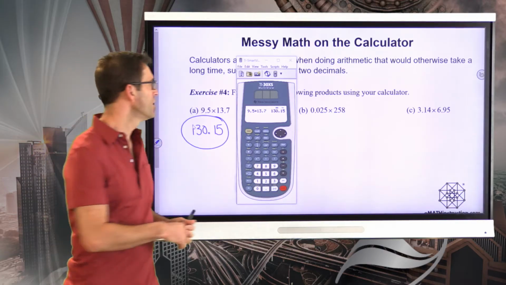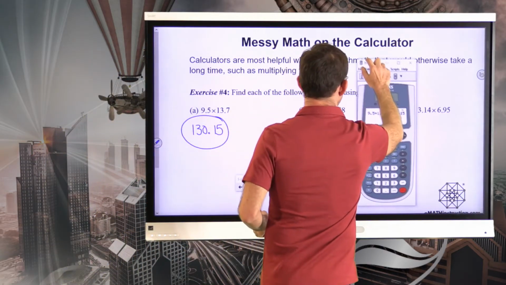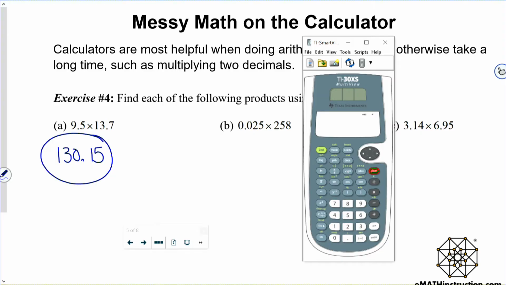All right, let's do it. Bring my calculator over. We've got 0.025 times 258. Enter. 6.45, so hopefully you got 6.45.